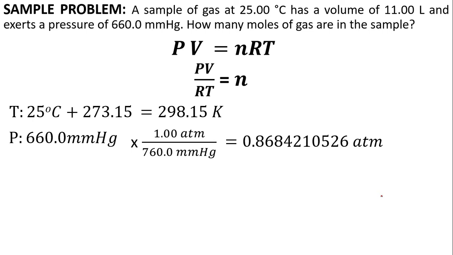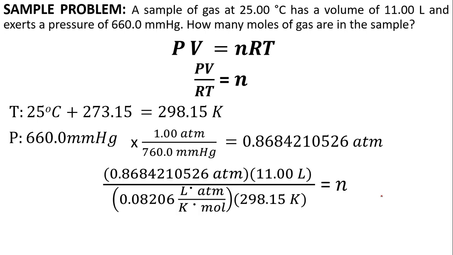0.868421052 atmospheres. So please do not round off yet. Substitute all the values given. 0.868 times 11, that's the given here, over the constant R, this one, 0.08206. Kelvin here will cancel, and atmosphere will cancel, as well as liters. So this will give us mole, right?